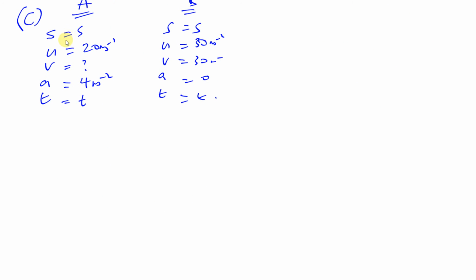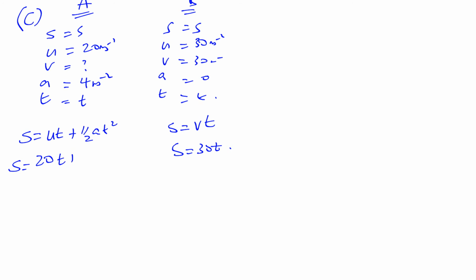We can say we want to have an expression for S. So I know that S equals ut plus a half at squared. I want an expression for S which has t in it as an unknown, so I can find what t is. And here, we know that distance equals speed times time. So for this one it's pretty simple: S equals 30t. And here you're going to have S equals, now u is 20, so 20t plus a half times acceleration, which is 4, times t squared.